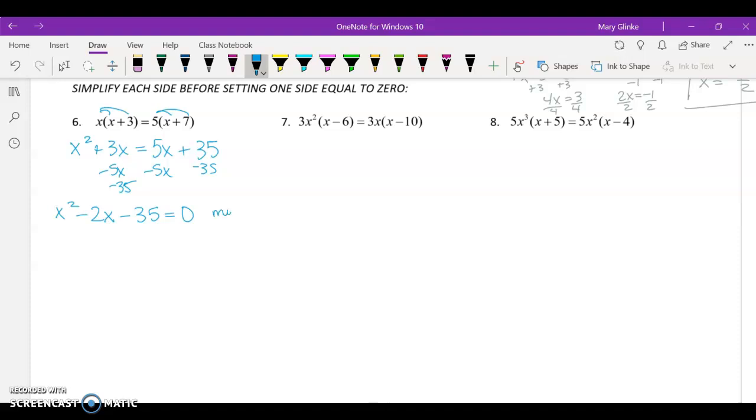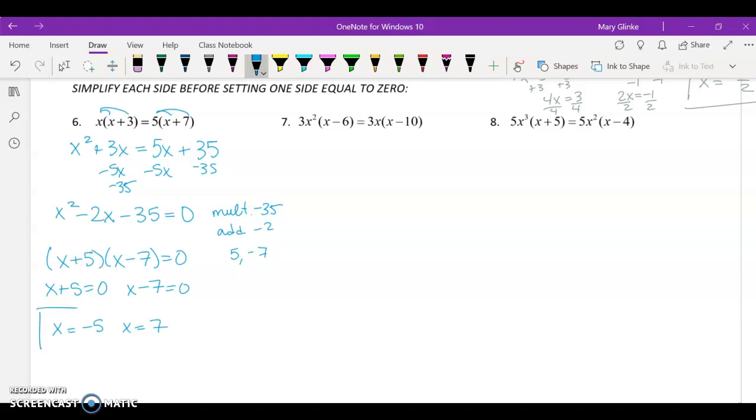From here we can continue on our path. We're looking for what multiplies to get negative 35 and adds to get negative 2. 5 and 7 work if the 7 is negative. So we're going to write x plus 5 and x minus 7. Once it's factored, you're going to set each factor equal to 0 and finish solving those equations. So subtract 5 from both sides and add 7 gives us our final answers of x equals -5 and x equals +7.